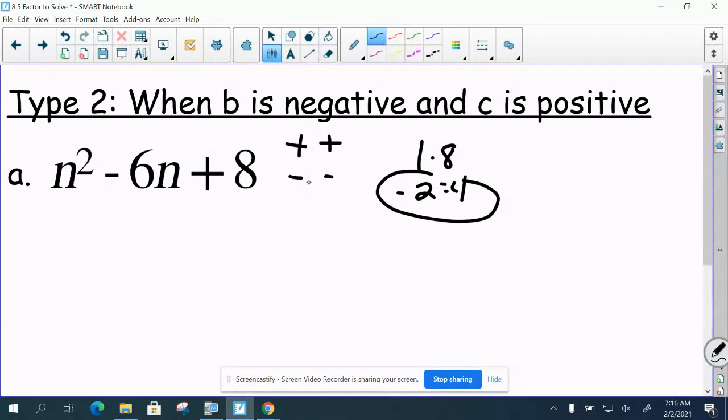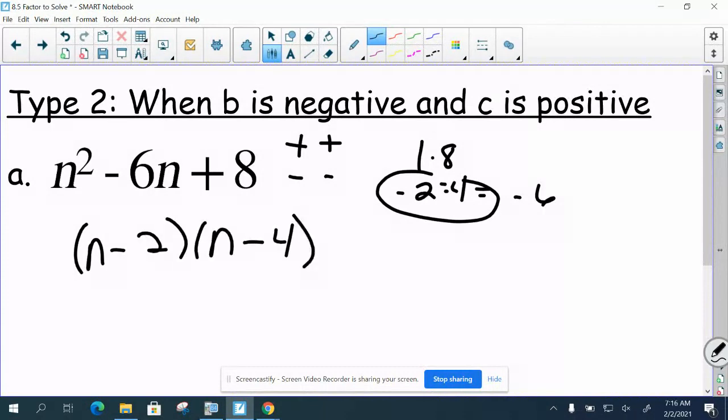So if they're both negative, then negative times negative is a positive, but they also will add to be -6. Okay, so that means in the factoring, we're going to have n minus 2 times n minus 4. And if we set this equal to 0 and solved, our solutions would be n equals 2 and n equals 4.